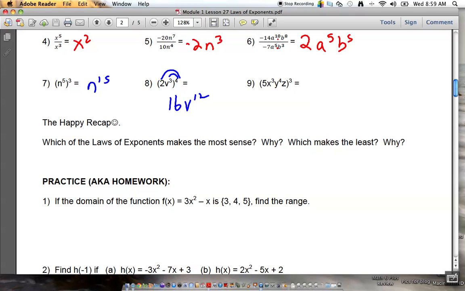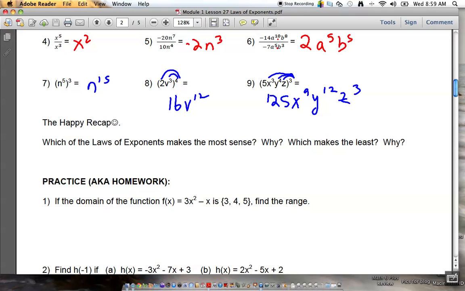Can you just put 2 to the 4th there? Well, typically, because it's a coefficient, we convert it into a number. This would be multiple choice, and I've never seen them put 2 to the 4th on there. Okay. Next, I'm going to cube everything in the parentheses. 5 to the third is 125. X to the 9th. Y to the 12th. Z to the 3rd. Good.